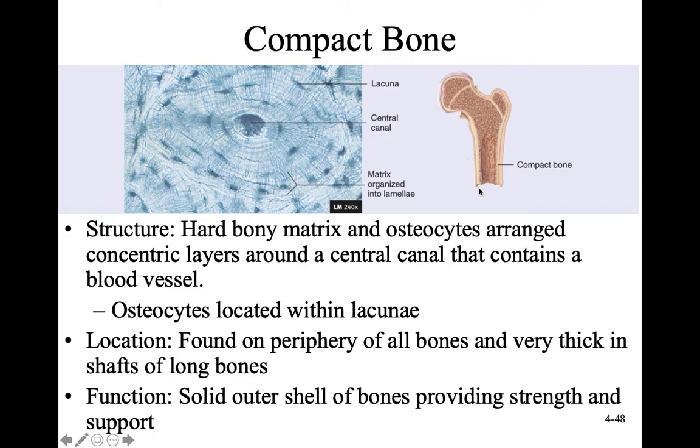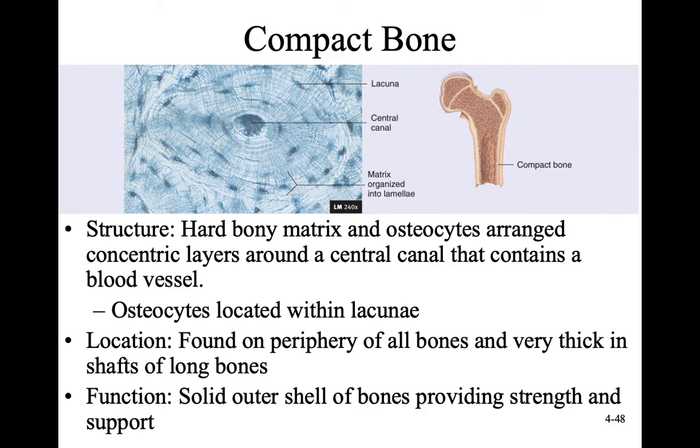Again, the compact bone is really only present on the outer surfaces of bone, and we can follow right along the outer surface of what amounts to the femur here. Very thick layer of compact bone on the outside. You can actually see the spongy bone on the inside here. The function of compact bone is to provide a solid outer shell that is going to provide the vast majority of the strength and support for our bones.